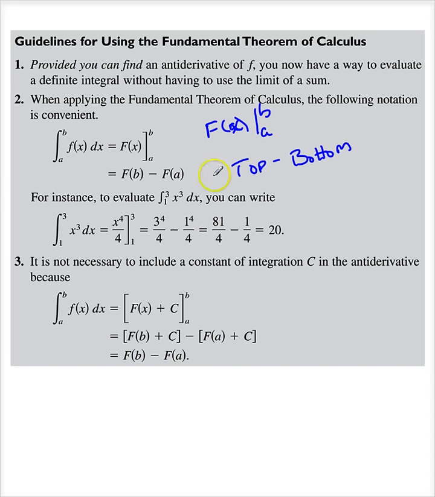Now, for this, you do not have to include the constant of integration. Suppose you had F of x plus c evaluated from a to b. If you did the first term, it's F of b plus c minus F of a plus c, and we can see these two constants are going to cancel out.